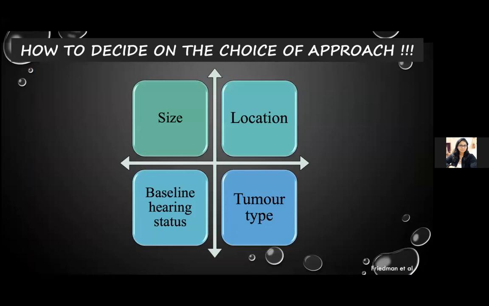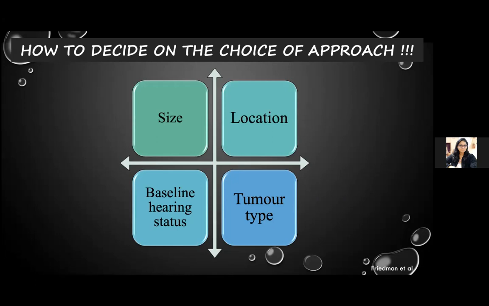So first of all, how to decide on the choice of the approach. The choice of approach depends on various factors, a few of which I have enumerated here. One is size, then location, then the baseline hearing status of the patient, and the tumor type. So how does the size of the tumor decide the approach? The literature says that if the tumor is very small, the most important factor is the hearing status of the patient.